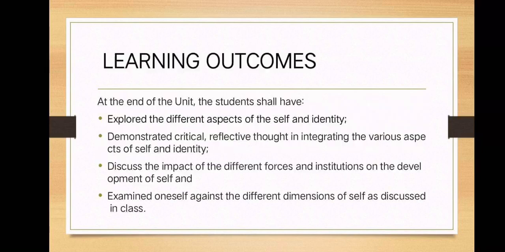The learning outcomes in our topic: at the end of the unit, the students shall have explored the different aspects of the self and identity, demonstrated critical reflective thought in integrating the various aspects of self and identity, discussed the impact of the different forces and institutions on the development of self, and examined oneself against the different dimensions of self as discussed in class.